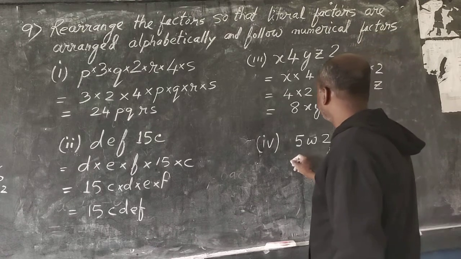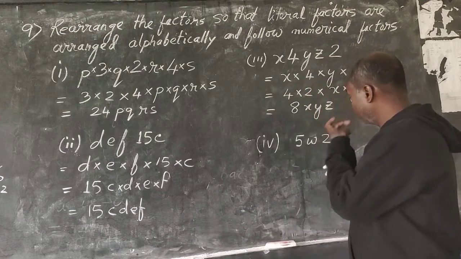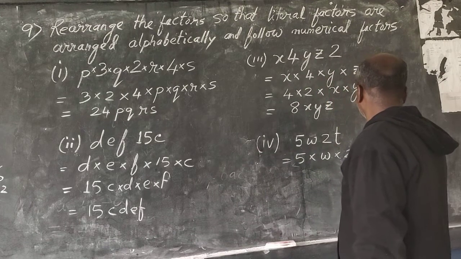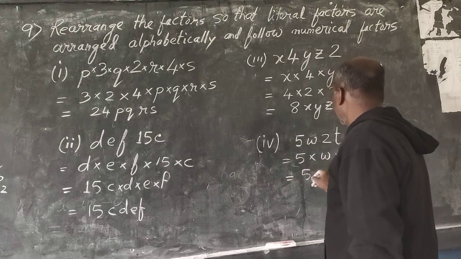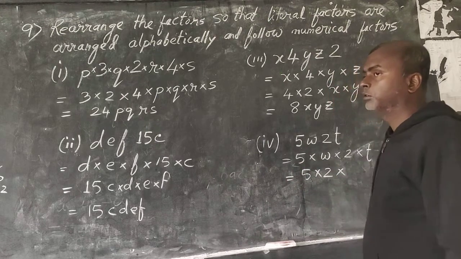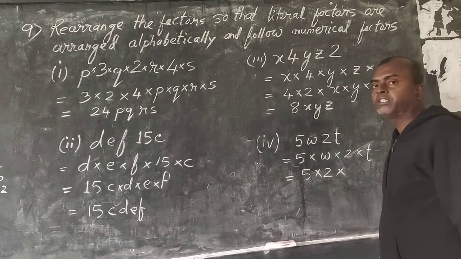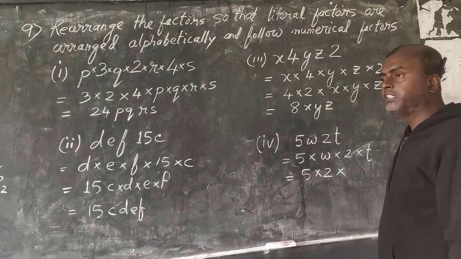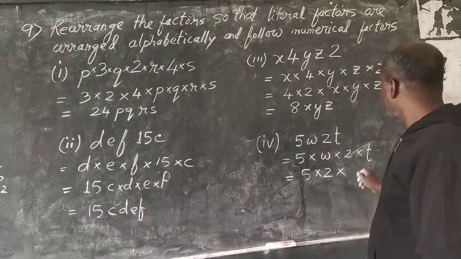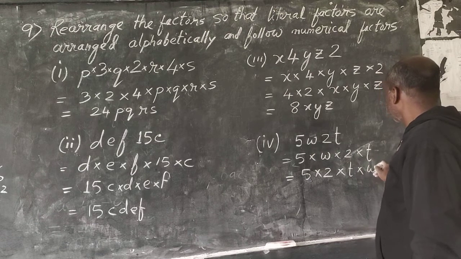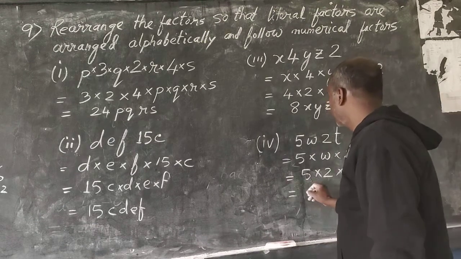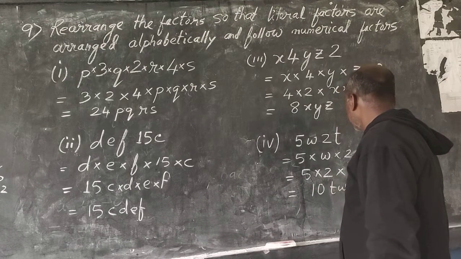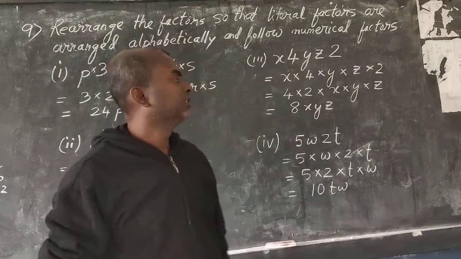Okay, now this one, this 2, 5 W 2T. And as usual, no sign means multiplication sign is there. So first we will write the numbers. Okay, now W and T, which comes first among W and T? R, S, T, U, V, W. So T comes first, followed by W. So the final answer, it will be 5 into 2, 10. T into W is TW. This is how you arrange the terms.